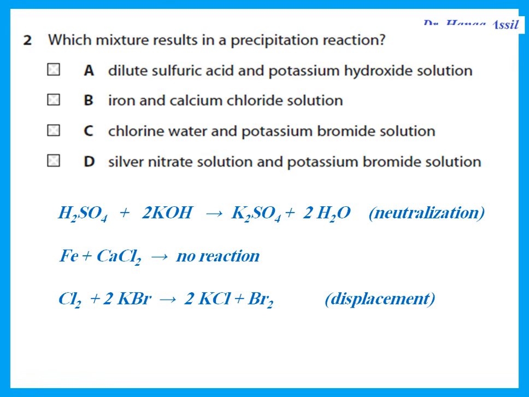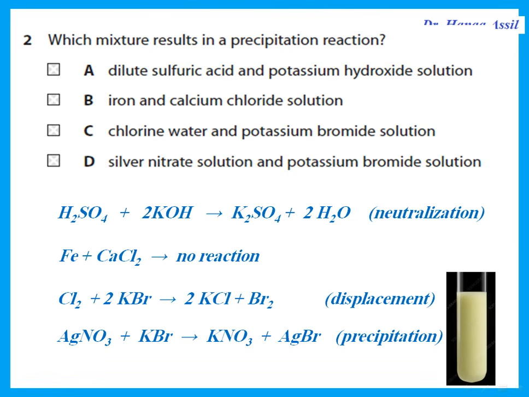And the last one, silver nitrate and potassium bromide. Well, silver nitrate is the test for halides also. And we said when we add silver nitrate to a bromide, it actually gives you a cream precipitate. So this is a precipitation reaction. So this is our answer.